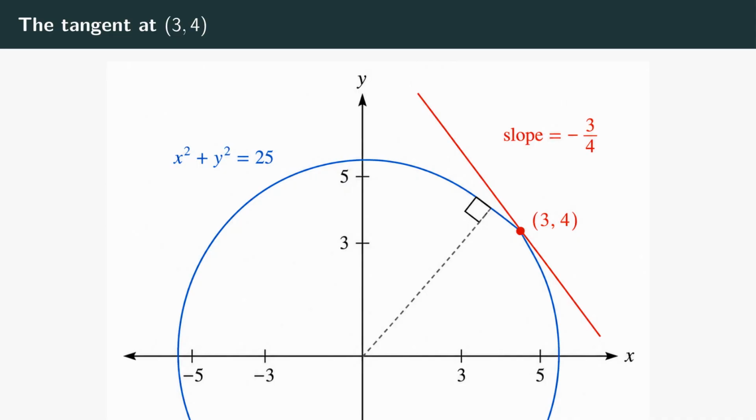Picture. The blue circle is x squared plus y squared equals 25. The dashed line from the origin to (3, 4) is the radius vector, with slope 4/3. The solid red line touching the circle at (3, 4) is the tangent we just computed, with slope minus 3/4. Visually, the tangent meets the radius at a right angle, and arithmetically, 4/3 times minus 3/4 equals minus 1, the perpendicularity condition.